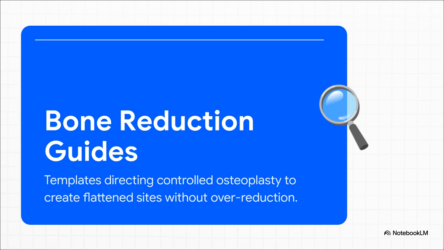And speaking of bone modification, let's talk about bone reduction guides. These are specialized templates directing controlled osteoplasty. They incorporate cutting guides or depth stops that show you exactly where and exactly how much bone to remove, so you can create this ideal flattened recipient site. By definitively stopping you from over-reducing, these guides are absolutely critical for ensuring the implant is stable later on and, most importantly, safely protecting the patient's nerves.